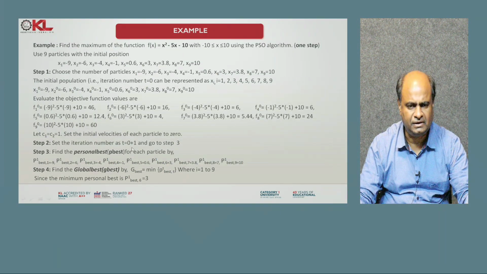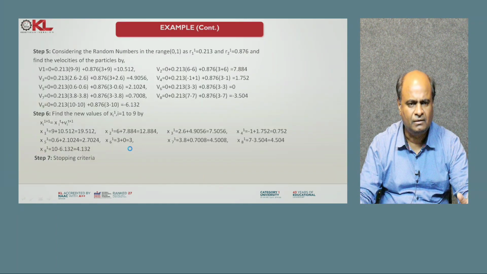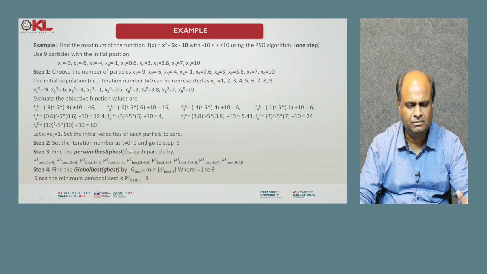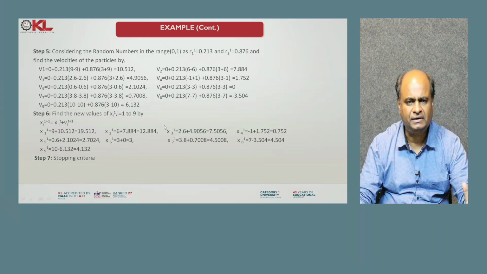and the next iteration is 0 plus 1. Now calculate the p best based on the formulas, then find the g best, the minimum of all the p bests, that is 3. Then go to the velocity: select randomly two values r1 and r2 in the range 0 to 1 and find the velocity of all the particles, then calculate the new values of x1 to x9, then stop. It is only for one step. We are not verifying any error here, we are only doing a one-step calculation.